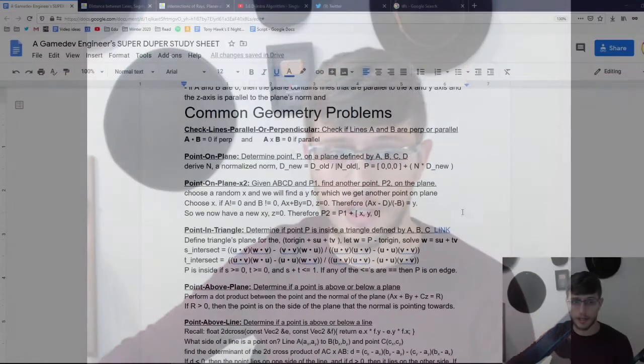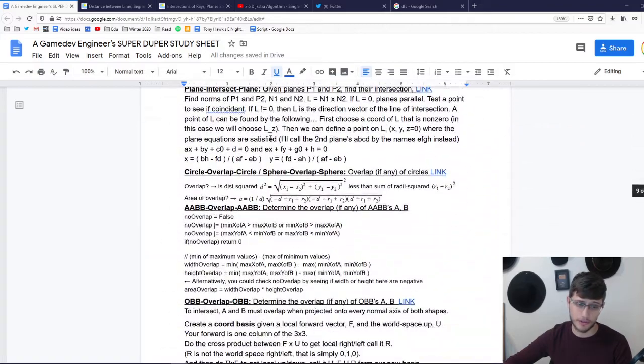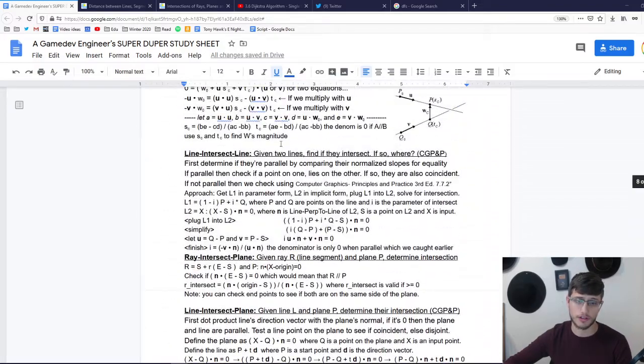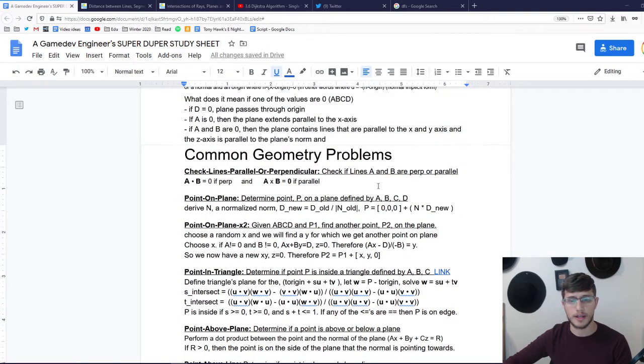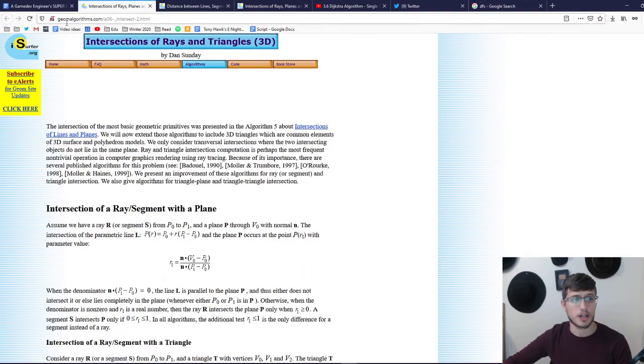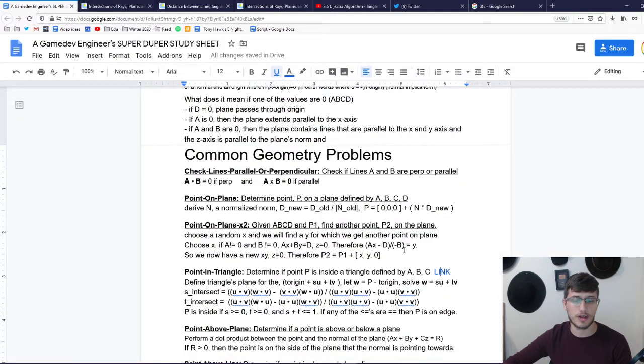Today, we are looking at common geometry problems. This section actually spans 3 pages, which is huge. That's the longest section I think of this entire guide. And I'm not going to go over every single one because in many cases I linked to the proofs. So for example, this website, Geomalgorithms, is really good at describing some of this stuff. So I would recommend you read through the proofs if you need to. I'll try to go over the most common questions.